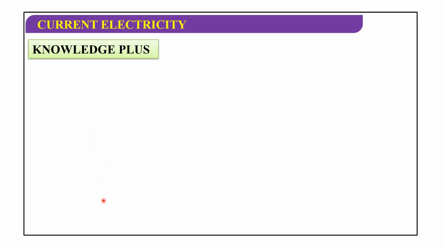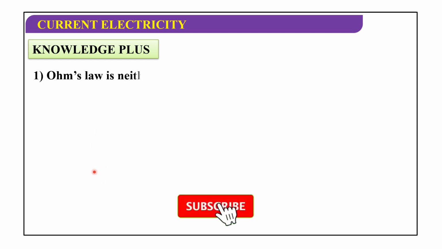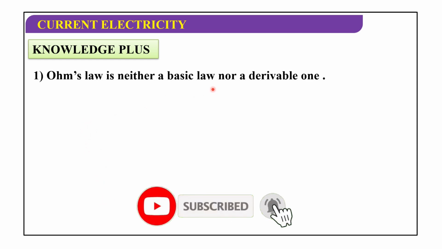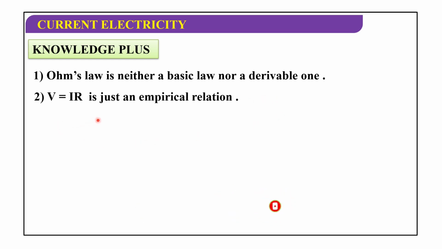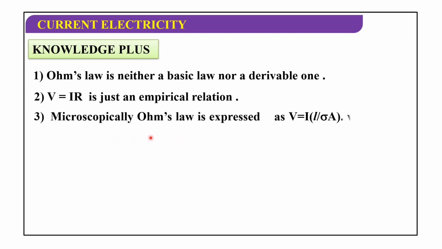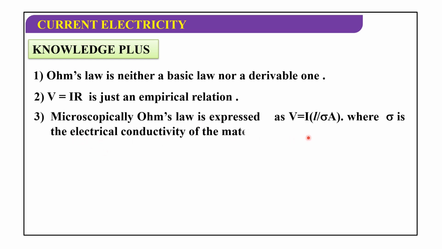Now we'll discuss knowledge plus. Ohm's law is neither a basic law nor a derivable one. V equals IR is just an empirical relation. Microscopically, Ohm's law is expressed as V equals I times L by sigma A, where sigma is the electrical conductivity of the material, or J equals n e v_d, that implies J equals sigma E.